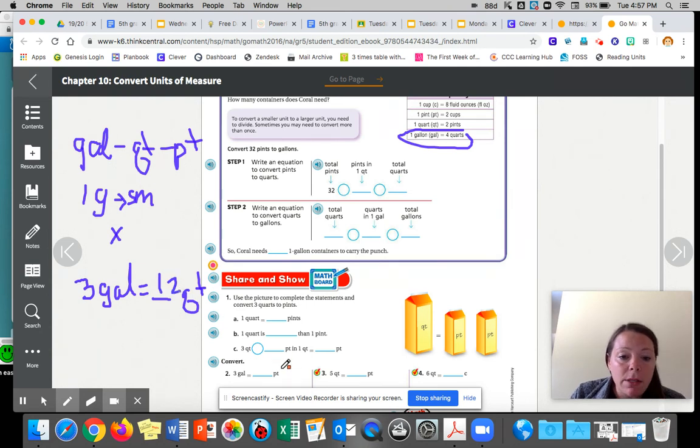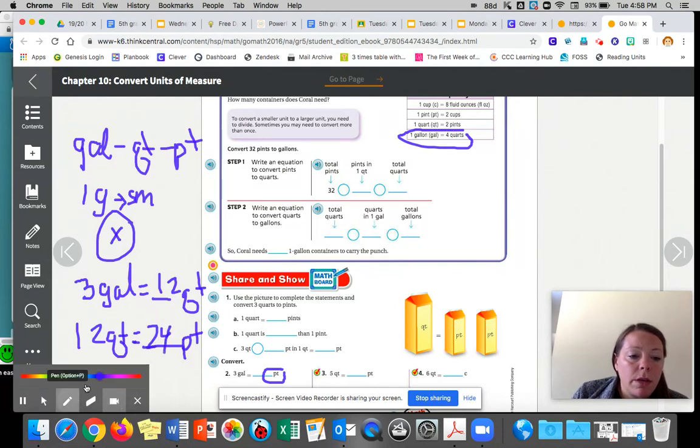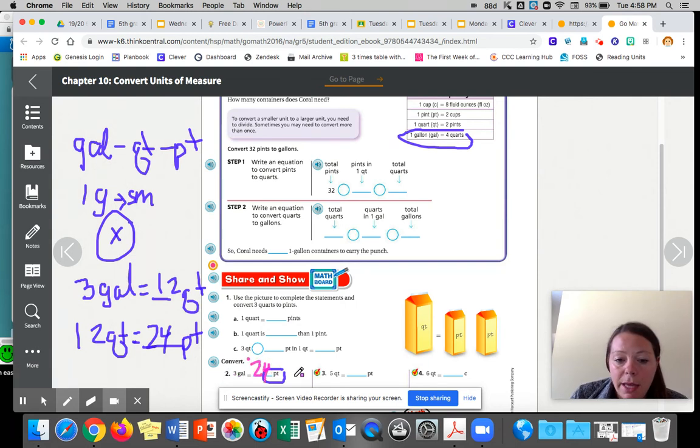So now I need to change that into pints. I have 12 quarts, and I'm going to change that into pints. I know that there are 2 pints in 1 quart. Again, I'm going from larger to smaller, so I still need to multiply. 12 times 2 is 24. So therefore, 24 pints is the same as 3 gallons.